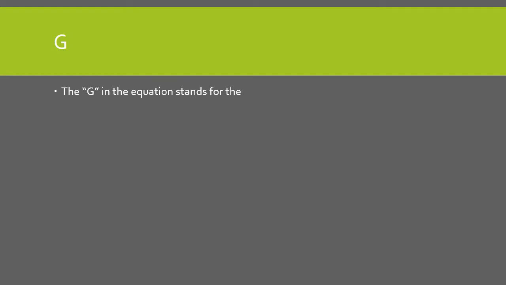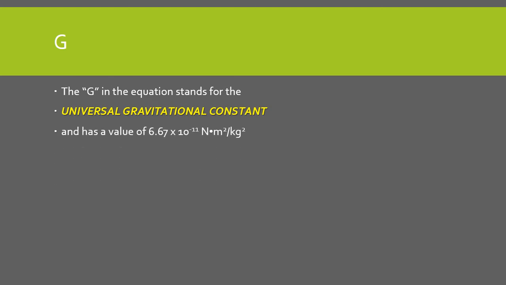The G in the equation stands for the universal gravitational constant and has a value of 6.67 times 10 to the negative 11th newton meter squared per kilogram squared, which is a very, very small number, like 0.0000000000667.